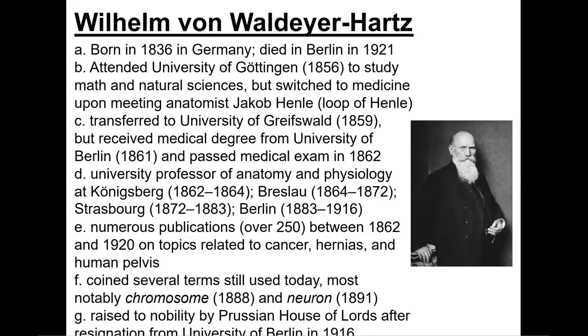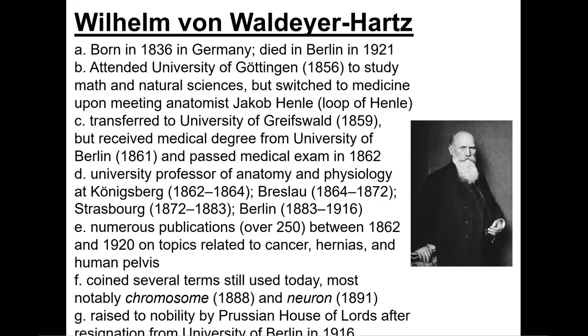But he switched to medicine once he met Jacob Henle, and this is going to be the same scientist that discovered the loop of Henle that is in the kidney. That's going to be found within that nephron. He transfers to the University of Greifswald in 1859, but received his medical degree from the University of Berlin in 1861. He passed his medical exam in 1862.